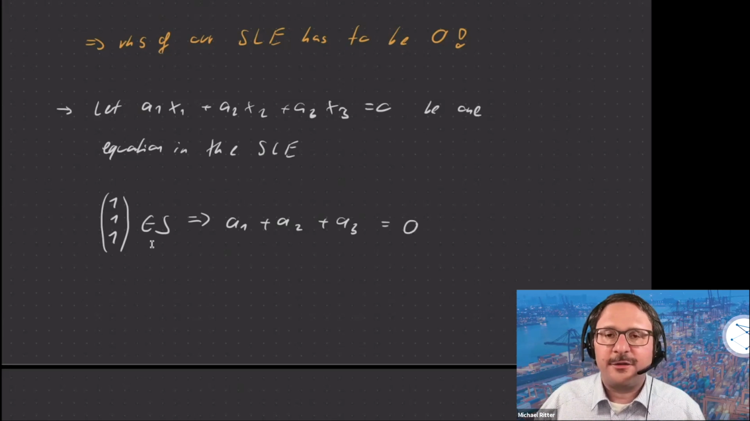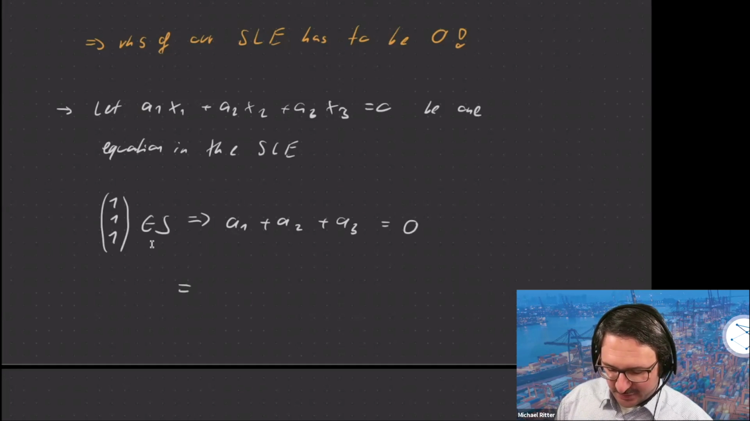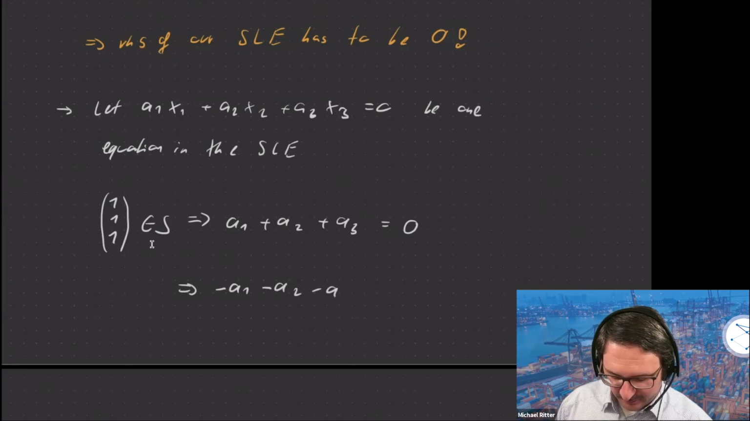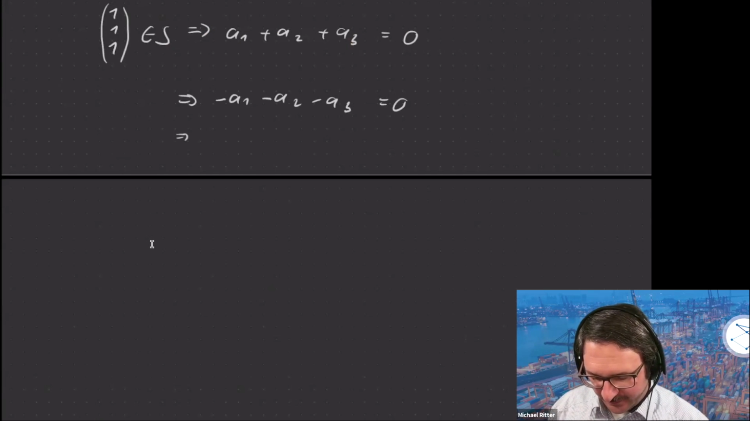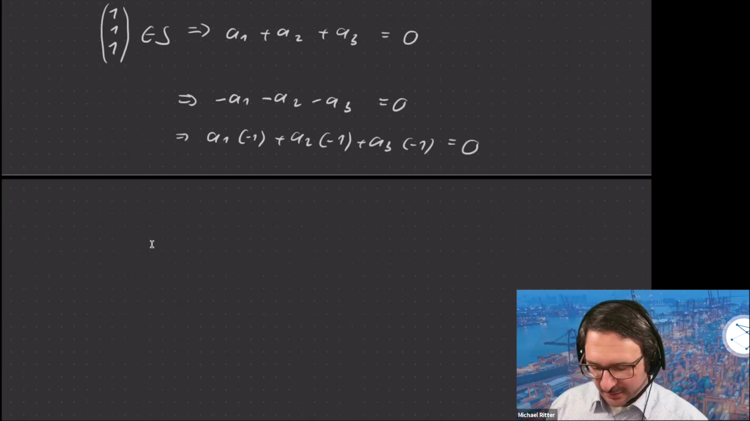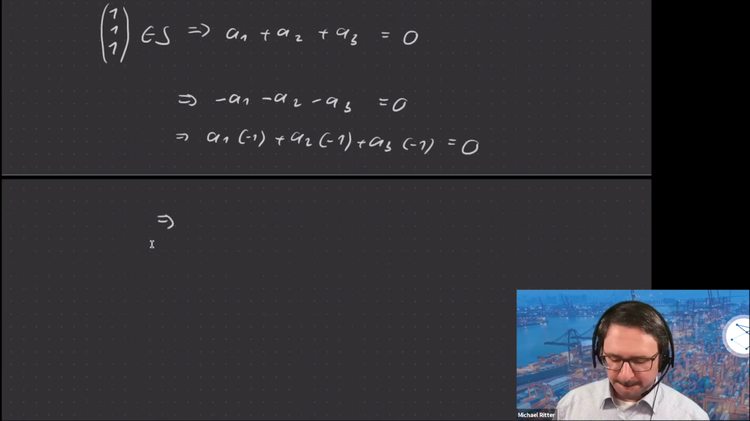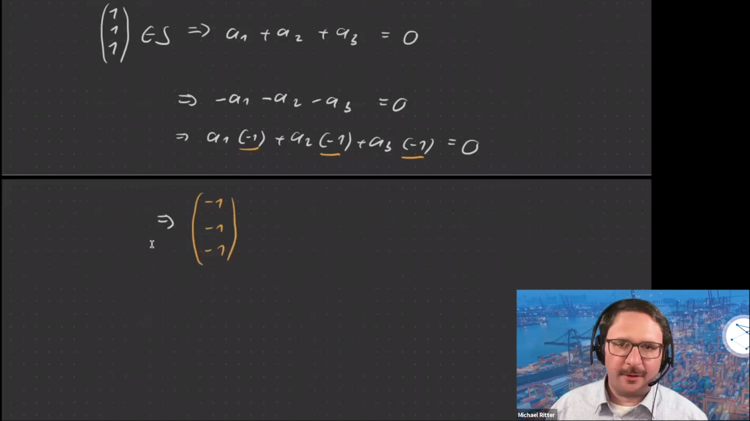But if that is the case, then of course we can multiply this equation by any number that is non-zero. So for example, we could multiply this by -1. And then we would get minus A1 minus A2 minus A3 is also 0. Or in other words, A1 times -1 plus A2 times -1 plus A3 times -1 is 0. But what that means is that this point here, -1, -1, -1, obviously solves that equation.